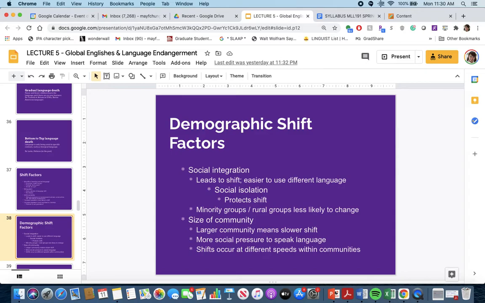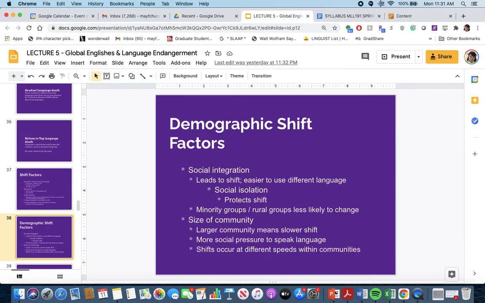If you move to America and you are the only family that speaks your language, you probably lose it. The social isolation is something that influences shift. Larger minority groups and rural groups are less likely to change. The size of the community might have an impact on language shift. So a large community means slower shift. And that's because you have more community resources.